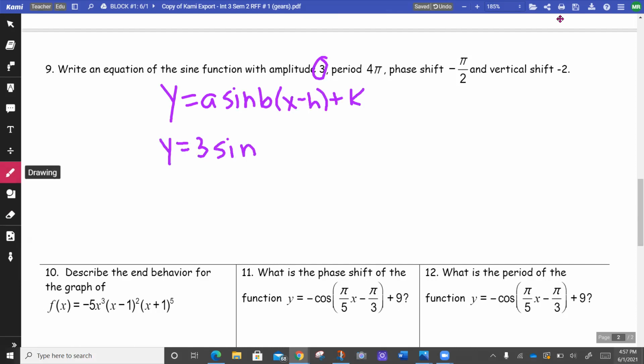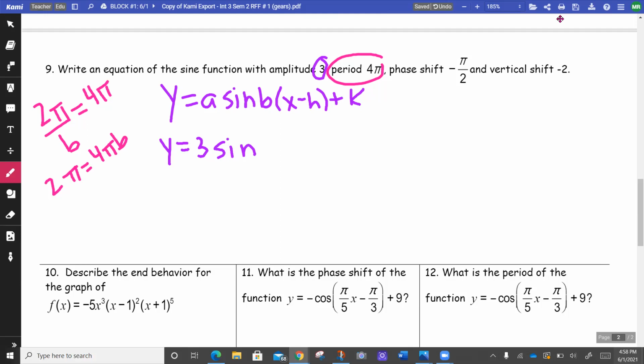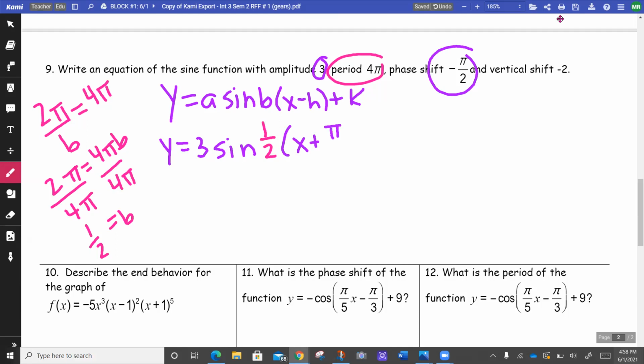The amplitude of 3, that's going to give me my a. My b is going to come from my period. Now my period is 2 pi over b. And since the period equals 4 pi, when I work that out, I get 2 pi equals 4 pi b. I'm going to divide by 4 pi, and I get b equals 1/2. So my b is 1/2. And then this phase shift of negative pi halves, that's going to come from an x plus pi halves. And then the vertical shift of negative 2 is minus 2. And that's our equation.